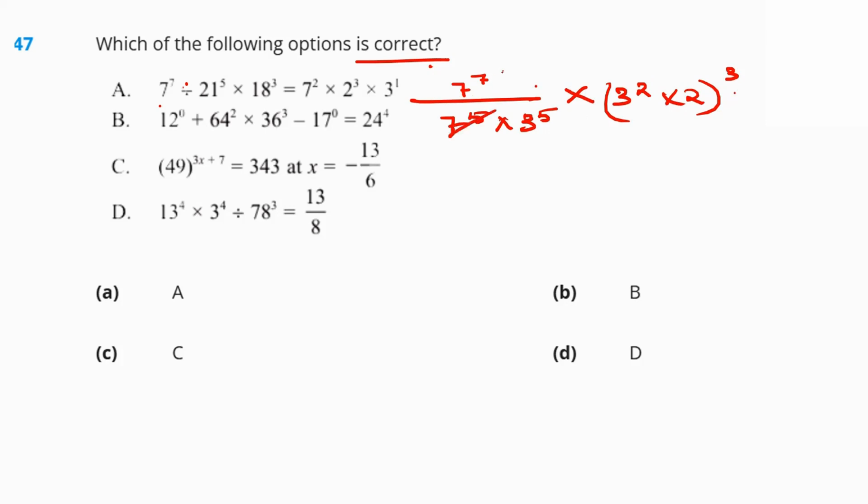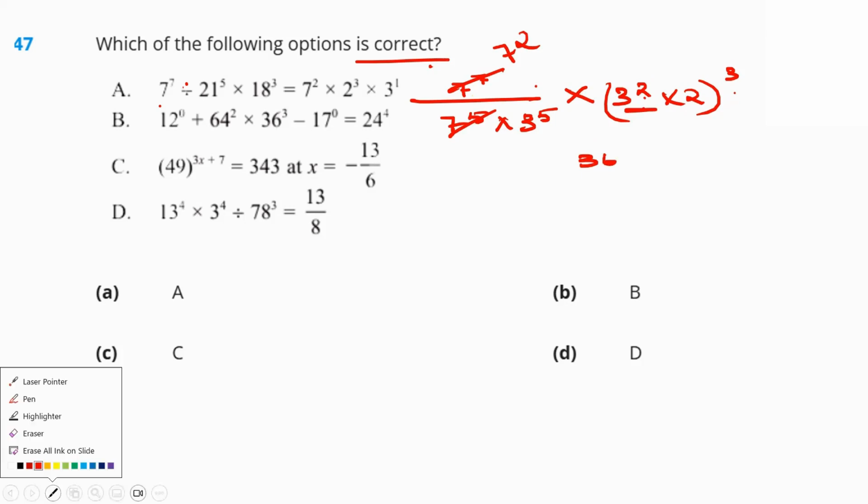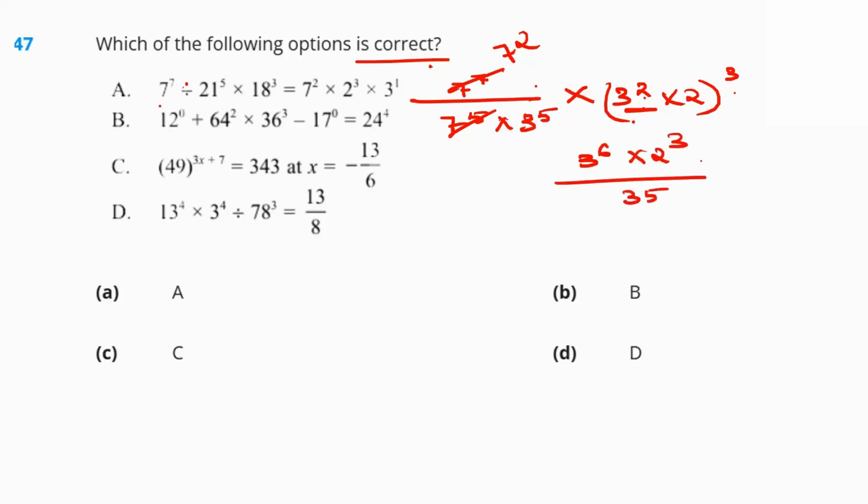See, if we just solve this, 7 raised to 2. Over here, I have 3 raised to 6 multiplied by 2 raised to 3, whole divided by 3 raised to 5, and 7 raised to 2 stays. If I simplify, I'm left with 2 raised to 3, 3 raised to 1 and 7 square. Does it match with the other side? Option A. It matches. Hence our first one itself is correct. No need of checking for the rest. Option A is the answer.